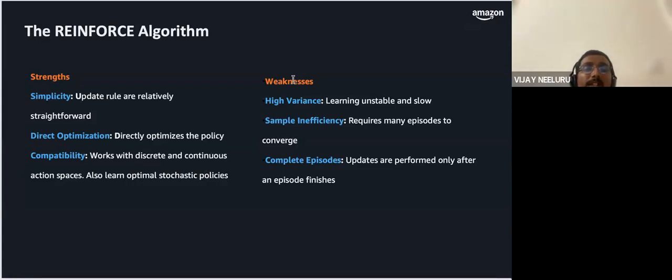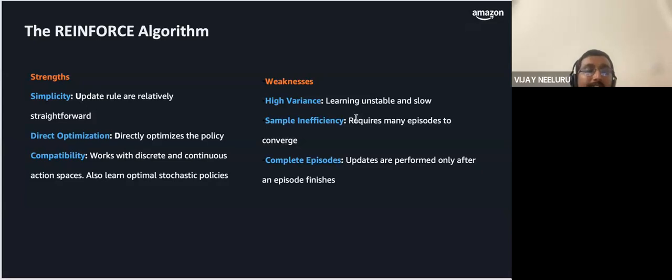In addition to the strengths, REINFORCE has certain weaknesses. The first one is high variance. The Monte Carlo estimation of the return based upon single trajectories can be extremely noisy, and different episodes can lead to significantly different returns. Even if the policy changes slightly, it results in high variance in the gradient estimation. The high variance makes learning unstable and slow.